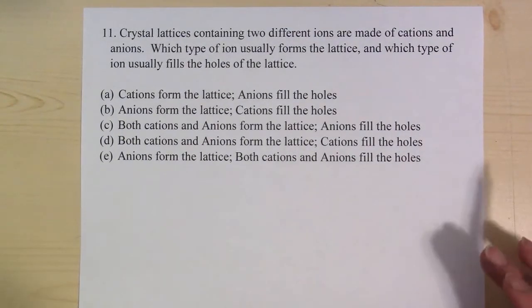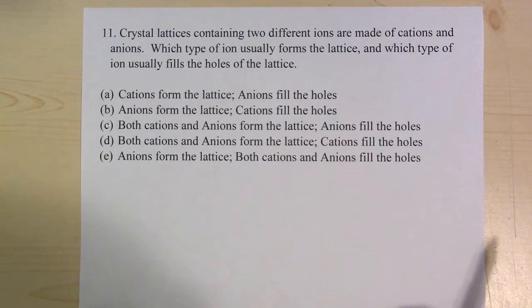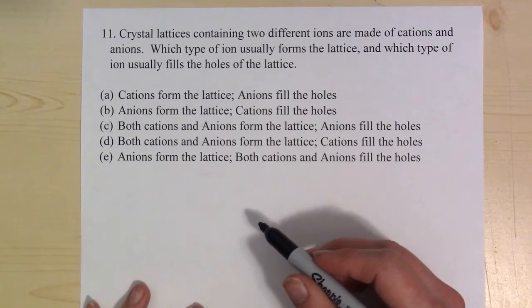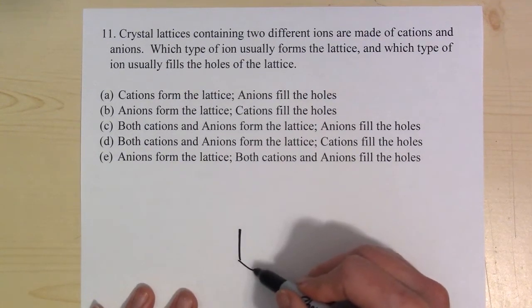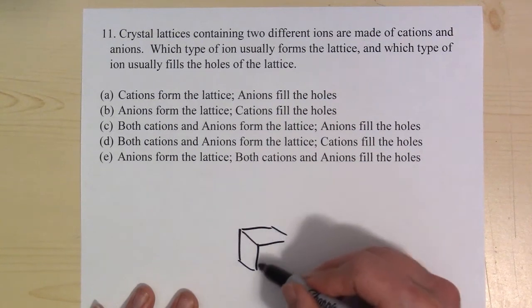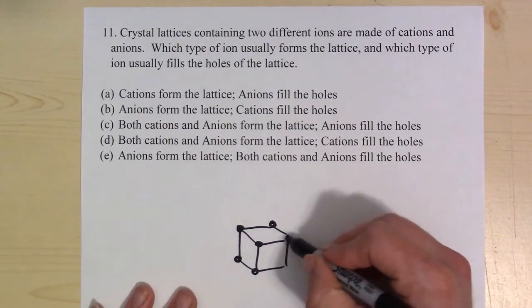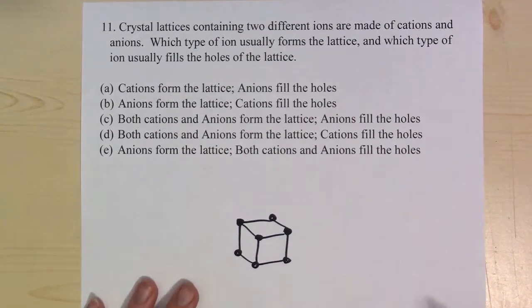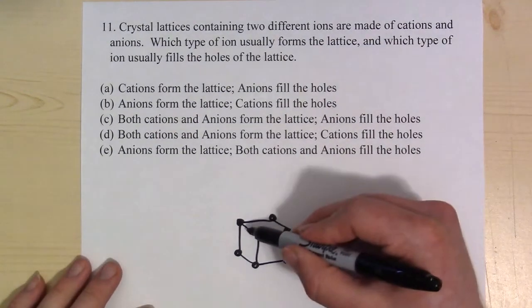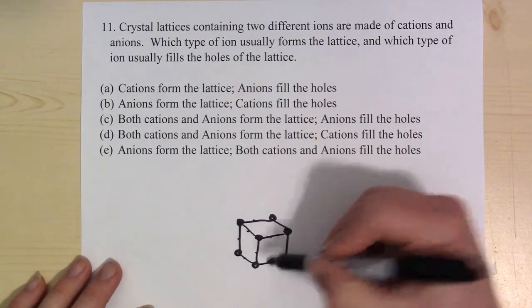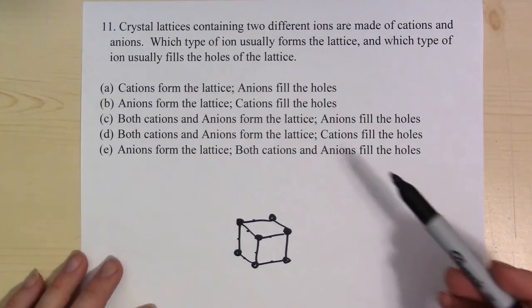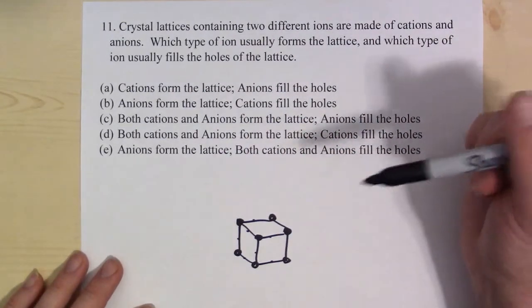Number 11. Crystal lattices containing two different ions are made of cations and anions. Which type of ion usually forms the lattice, and which type of ion usually fills the holes of the lattice? So the lattice is going to be the main atoms that you see on the corners. So the atoms that go here, for example, in a simple cubic, and then the holes are going to be in between those atoms. So we want to know whether cations or anions are the lattice or the holes.